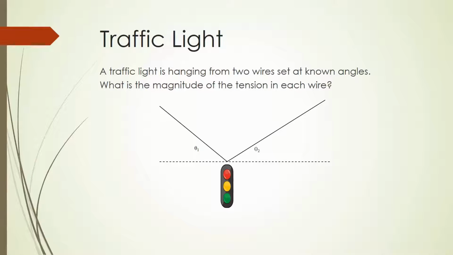The first example of static equilibrium is called traffic light. A traffic light is hanging from two wires set at known angles. What is the magnitude of the tensions in each wire? This system does not include the calculation of torques, only vector forces.